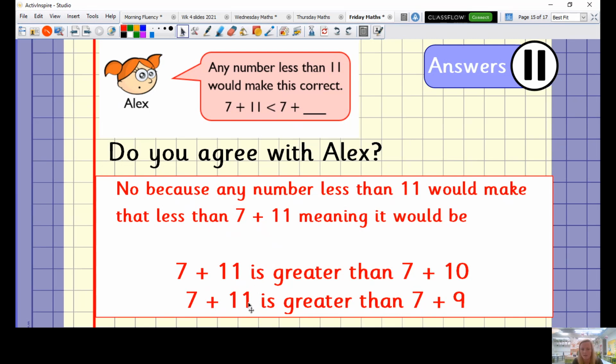Okay, 7 plus 11 is greater than 7 plus 9. And if you can start to see a pattern here, I've got 10, 9, 8, and every time it would actually get even more than the number over on this side. Okay.